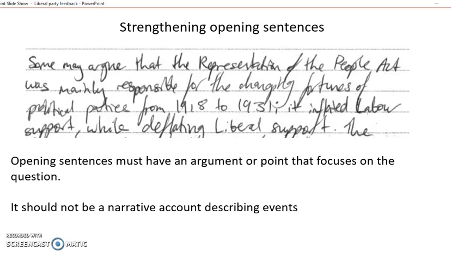And here we've got a good example. Some may argue that the Representation of the People Act was mainly responsible for the changing fortunes of the political parties because it inflated Labour support while deflating Liberal support. So they're giving a really clear indication this is what is going to be the focus and the main argument they're going to be exploring in this paragraph, and the rest of the paragraph is going to be exploring those ideas and supporting it with key evidence.